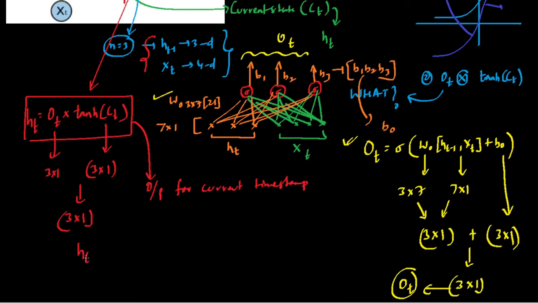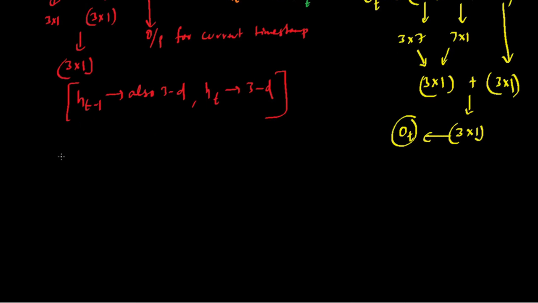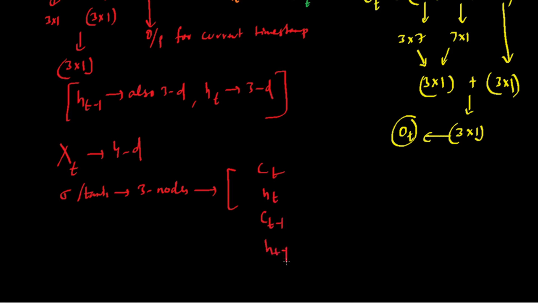HT minus 1 was also 3 dimensional data, and now HT is also 3 dimensional data. So at the end of the input gate and output gate, what do we conclude? The conclusion is, let's say our XT was 4 dimensional data and all our sigmoid or tanh layers are using 3 nodes, then CT, HT, CT minus 1, HT minus 1, F of T, I of T, CT dash, OT, everything is nothing but 3 dimensional data.